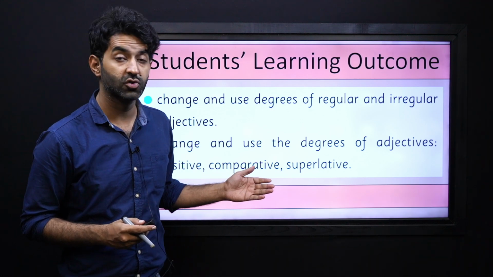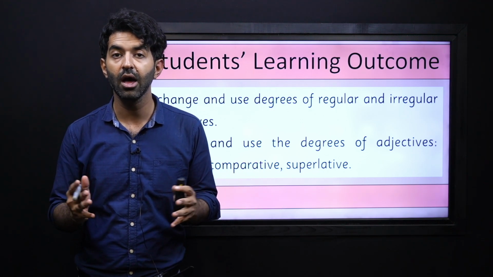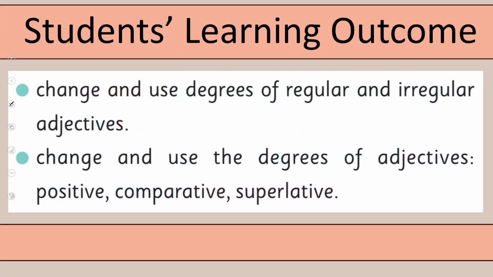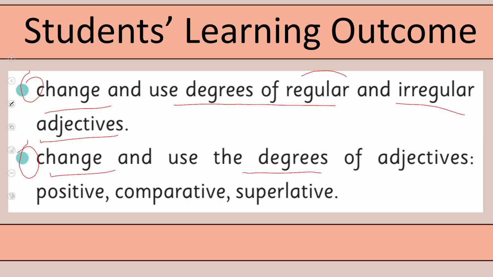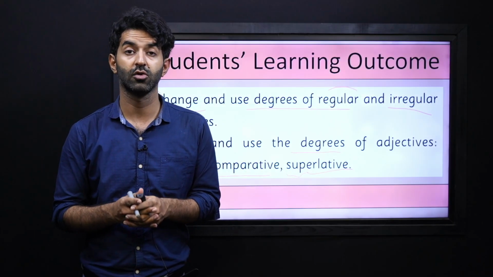This is your students' learning outcome. Let's read it carefully and see how we can achieve it. So these are two SLOs, students. They are of the same nature. I put them together. Change and use degrees of regular and irregular adjectives. Yes, both regular and irregular adjectives have different degrees, but they are different. We are going to see them. And next, change and use the degrees of adjectives into positive, comparative, or superlative, right? Okay, so these are two SLOs for today's video lesson.